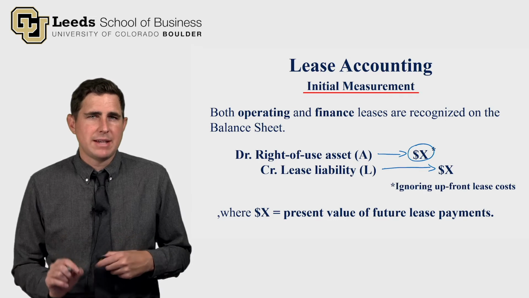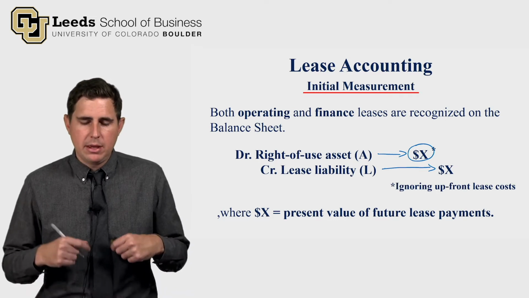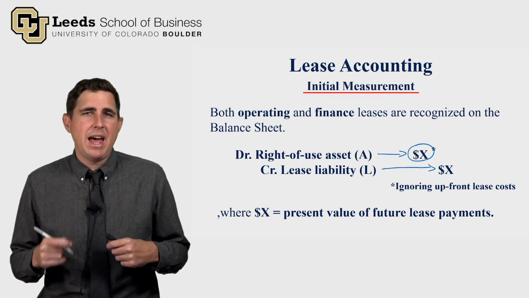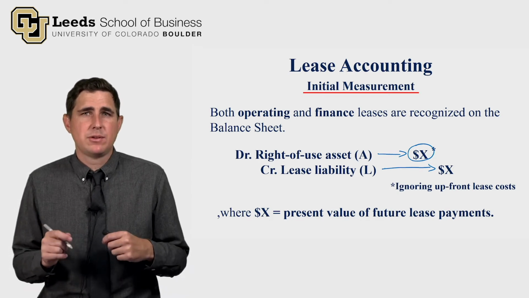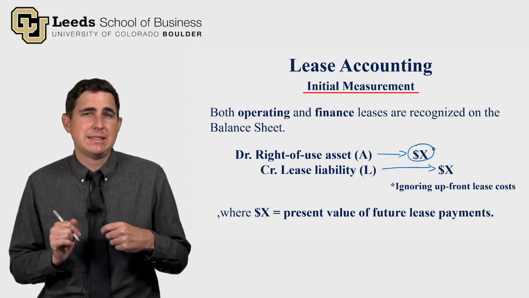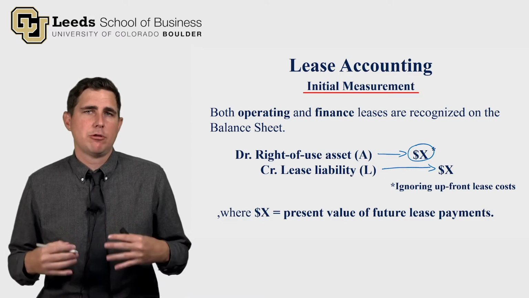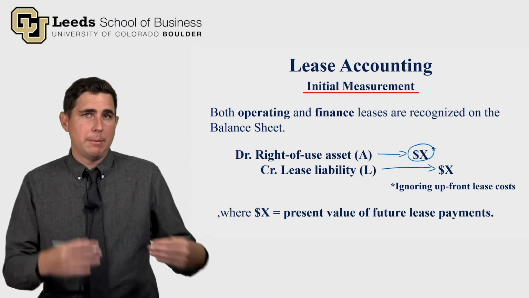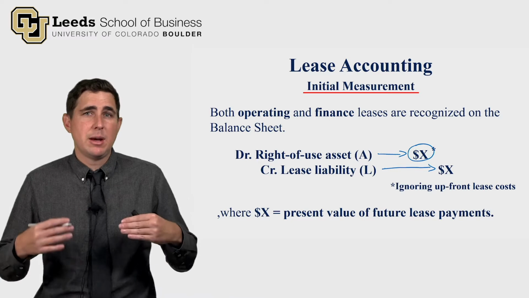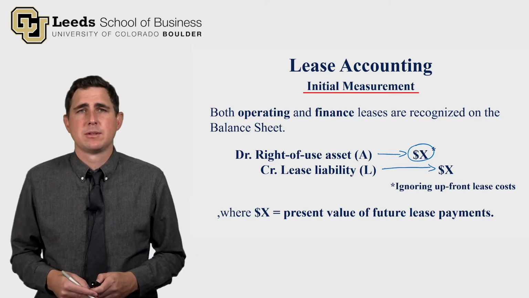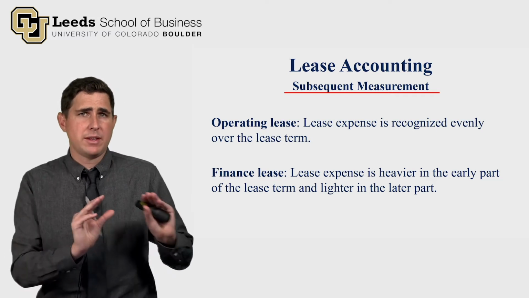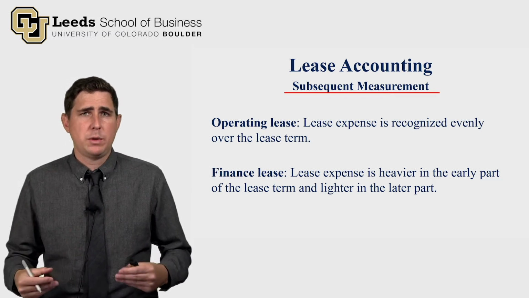And this journal entry has a bit of a caveat. The amounts might actually differ by a small amount. And that happens if certain things like upfront lease costs are involved. Those amounts might differ by a small amount, but the general idea is the same. You will debit an asset account and credit a liability account for essentially the present value of the future lease payments. Okay, subsequent measurement. So after we've recorded this asset and liability, what do we do after that?